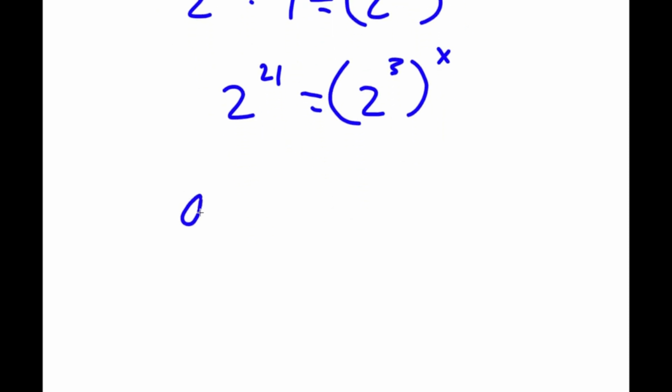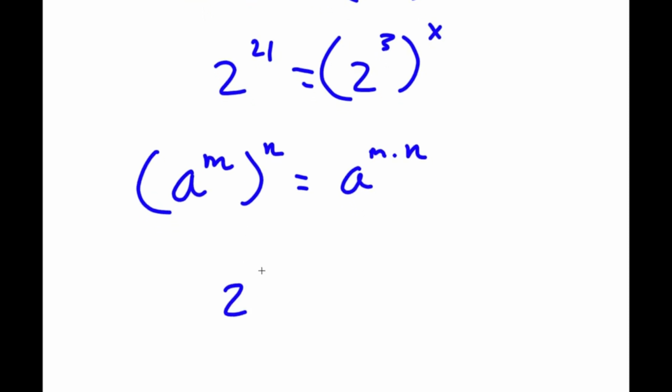Now, if I have something in the form a to the power of m to the power of n, this is equal to a to the power of m times n. So 2 to the power of 3 to the power of x is going to equal 2 to the power of 3 times x. So I have 2 to the power of 21 is equal to 2 to the power of 3x.